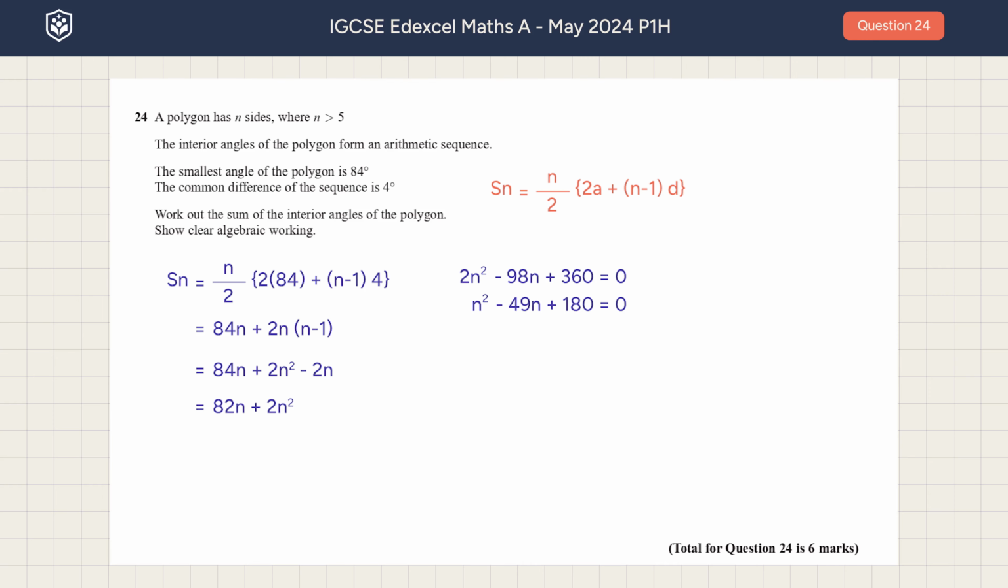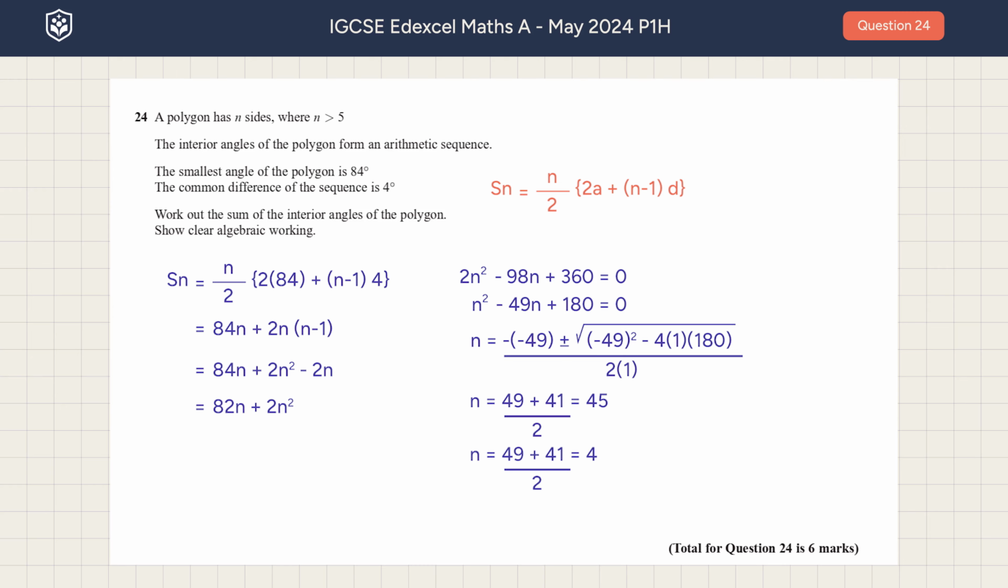To solve this quadratic equation, we can use the quadratic formula. So we can write n equals negative (negative 49) plus or minus the square root of (negative 49) squared minus 4 times 1 times 180, over 2 times 1, which equals 49 plus or minus 41 over 2. So one value of n is 49 plus 41 divided by 2, which gives us 45. And the other is 49 minus 41 divided by 2, which equals 4. They said that n is greater than 5, which means the second is rejected.